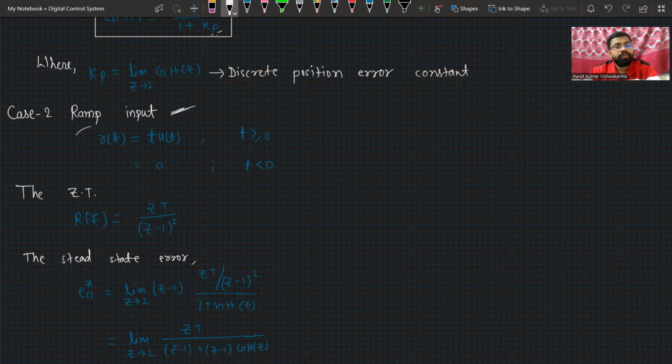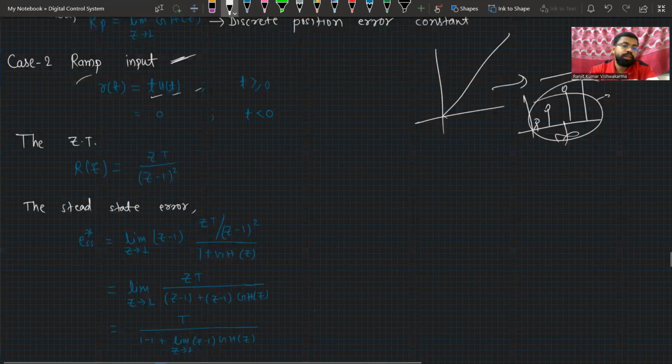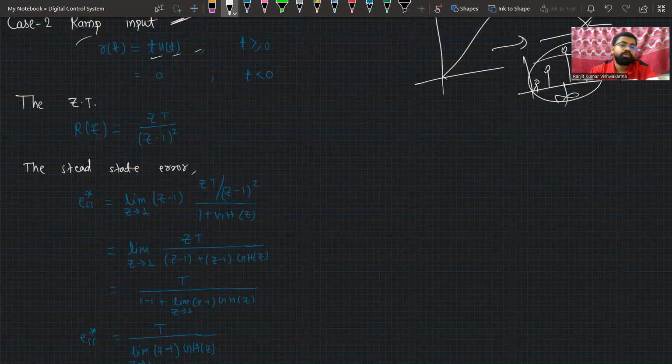In the ramp input, everyone knows that r of t is t u of t. And after taking the sampler, it will become like this. After sampling, we have to calculate the z transform of this function. So we directly write down the z transform: R of z equals Tz divided by (z minus 1) whole square.